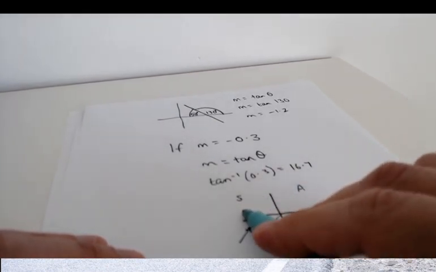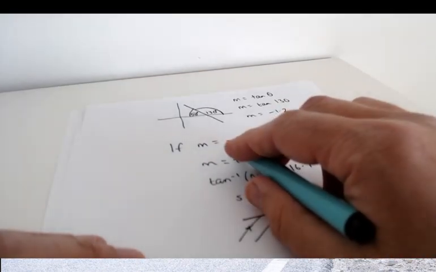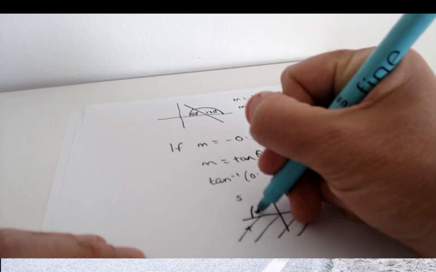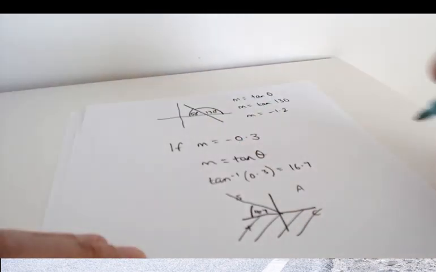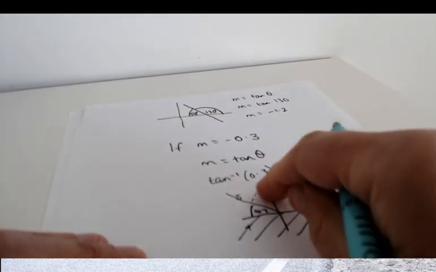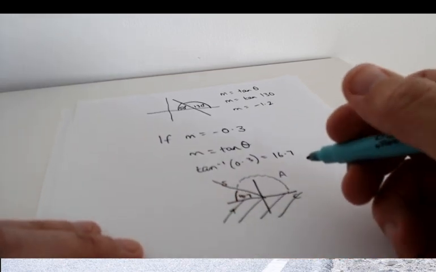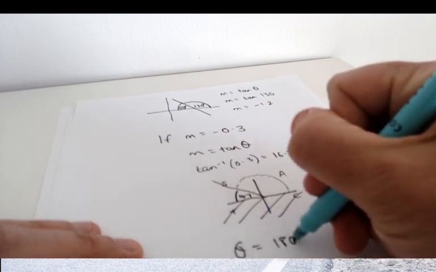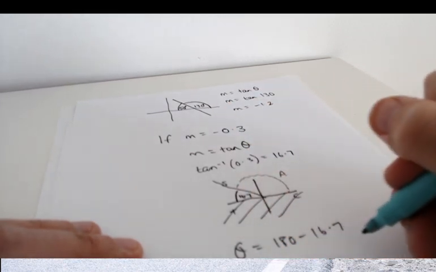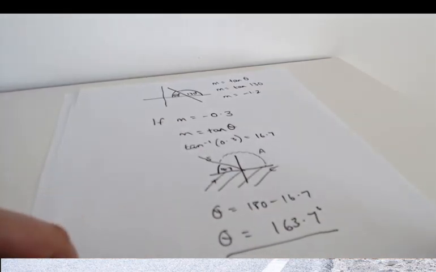Are you in this quadrant or are you in that quadrant? Well, this one is when everything's positive. It's not positive, it's negative. So I'm going to be in this quadrant. I'm going to draw 16.7, chop it off, and measure round. To get this big angle in here, well, it would be 180 if we hit this line here, but it's 16.7 short of it. So 180 take away 16.7, and that's going to come in at 163.7 degrees.